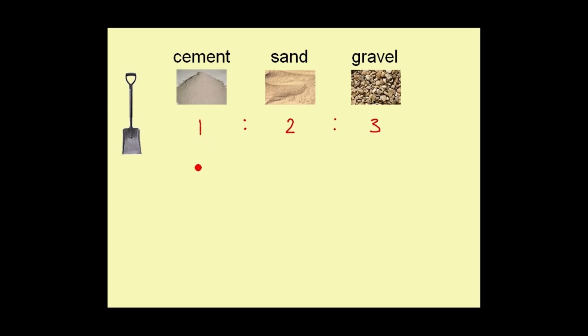So let's say we wanted to use 3 shovelfuls of cement. Then we'd have to use 6 of sand and 9 of gravel. These are equivalent ratios because to get this one, every number here has been multiplied by 3. We call this one the simplest form because the numbers are as small as they can be.